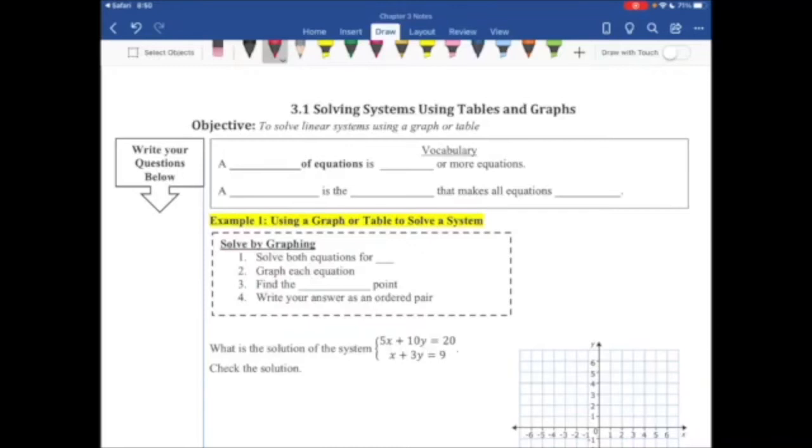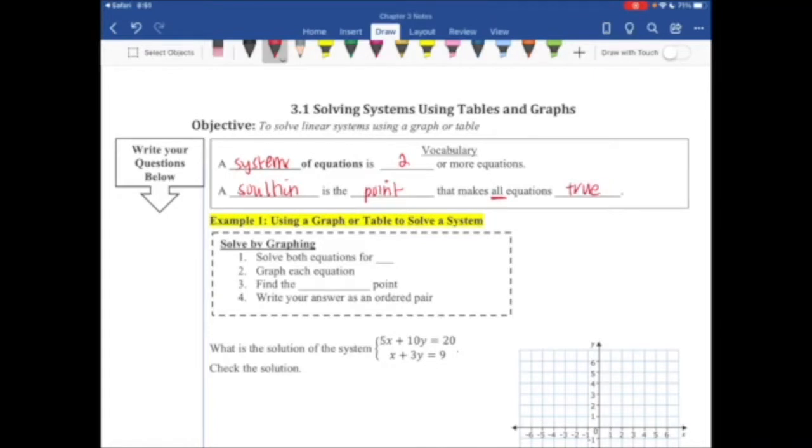Starting off Chapter 3, we're going to learn about solving systems using tables and graphs. A system of equations is two or more equations. A solution is the point that makes all the equations true. And I want to emphasize all of the equations. The first method is using a table or a graph to solve.